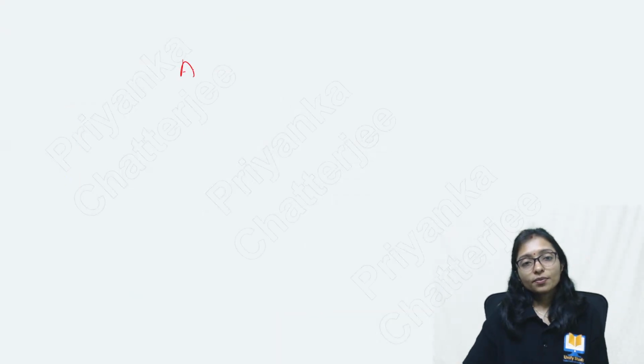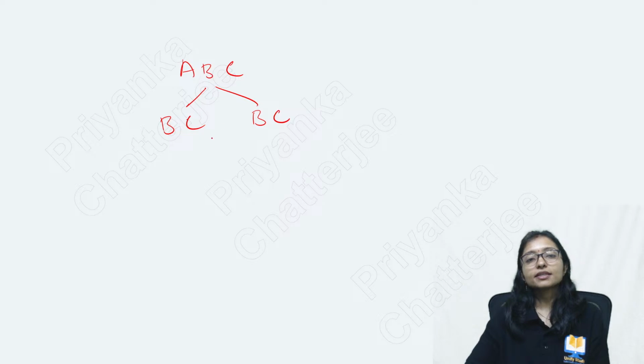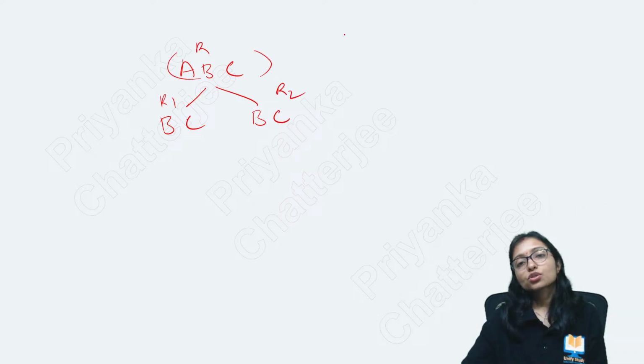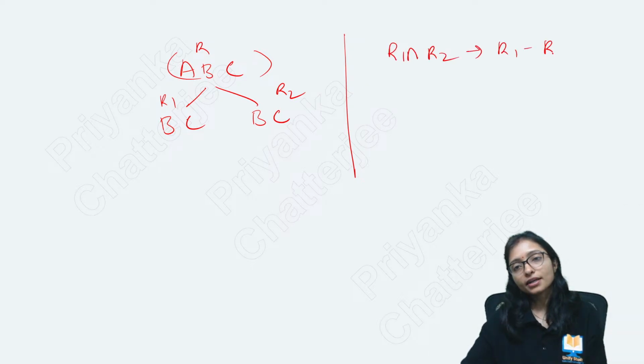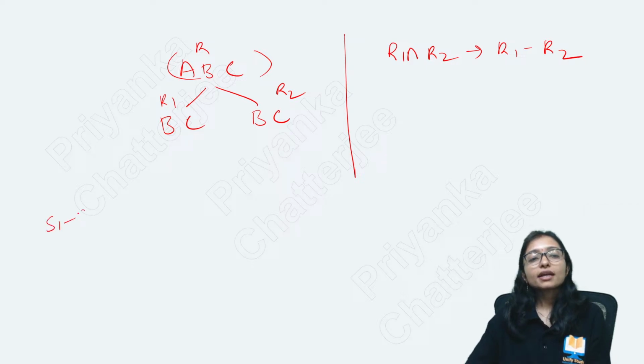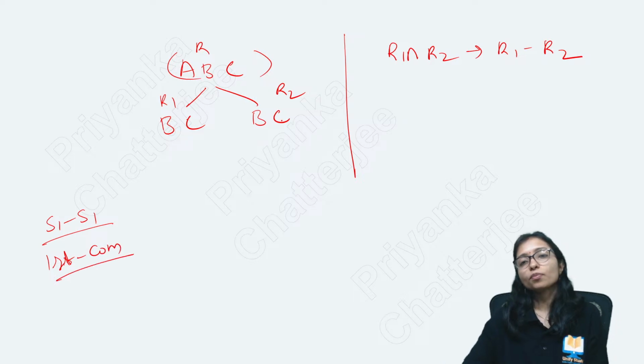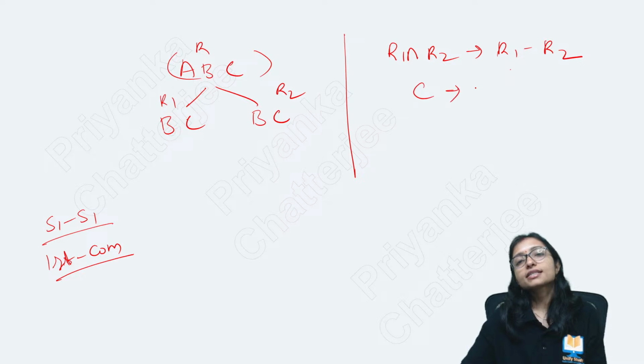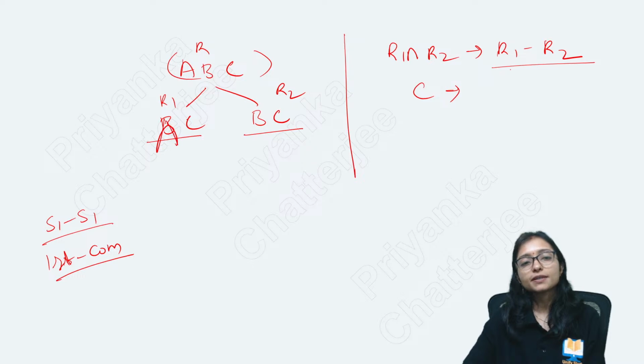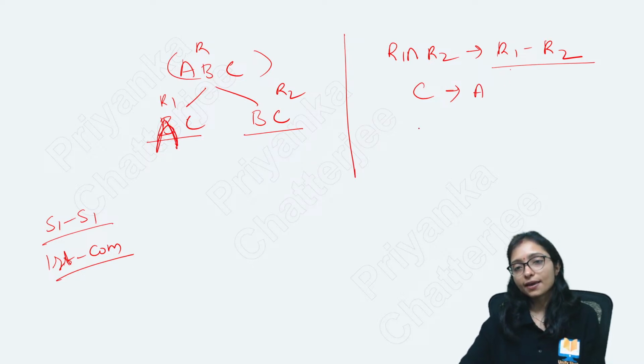So whenever you are doing this ABC, here is AC and here is BC, and this is R1, this is R2, and this is the relation. So what I told, R1 intersection R2 implies R1 minus R2. One set minus another set means from the first set you are doing minus the common part. Means R1 minus R2, the intersection is the C. C implies R1 minus R2 means AC minus BC. AC minus BC means it is A.